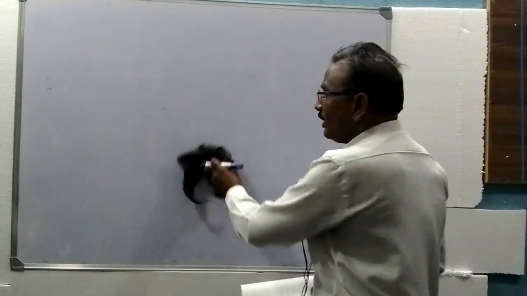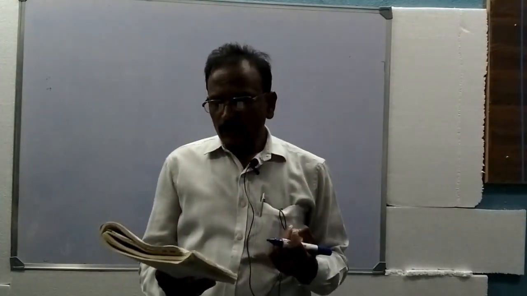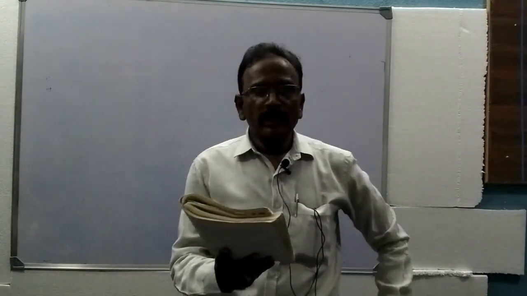Right, question number 18. Question number 18: if A is equal to 0 minus tan alpha by 2, tan alpha by 2 0, and I is the identity matrix of order 2, show that I plus A is equal to I minus A into cos alpha minus sin alpha, sin alpha cos alpha.